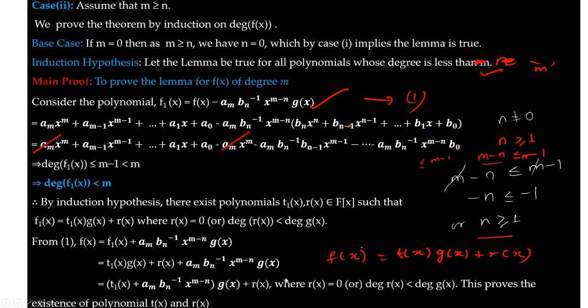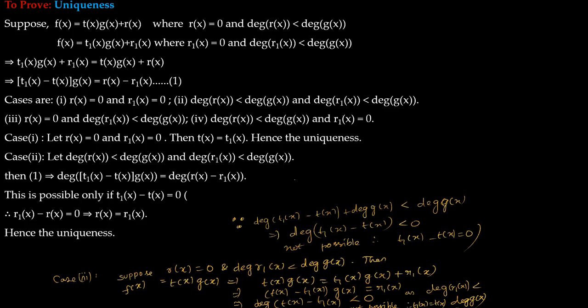Now for uniqueness, even though that is not given in the Hershey book, we shall discuss the uniqueness also. Now suppose f of x is t of x into g of x plus r of x, where either r of x is 0 or degree of r is less than degree of g of x, and similarly with t1 and r1. So you have this. Now if you are able to have t of x equal to t1 of x and r of x equal to r1 of x, then the uniqueness will follow.